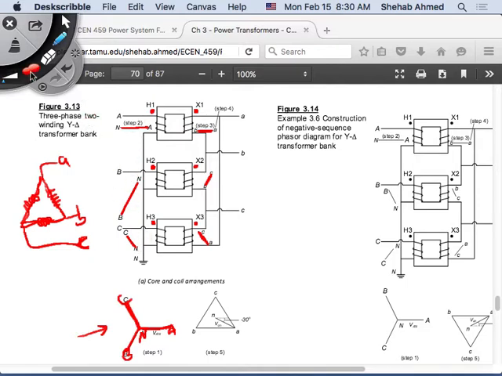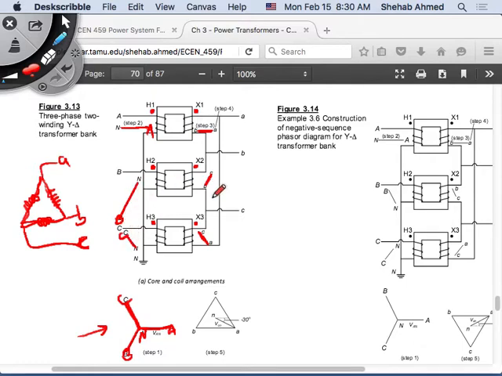So what you do is the following. We apply the voltages such that we are applying positive sequence. So what we have is A is here, B is here, and C is here. So B is away from the dot. C is towards the dot, right? Let's look at these two for now. So B is away from the dot, and C is towards the dot.